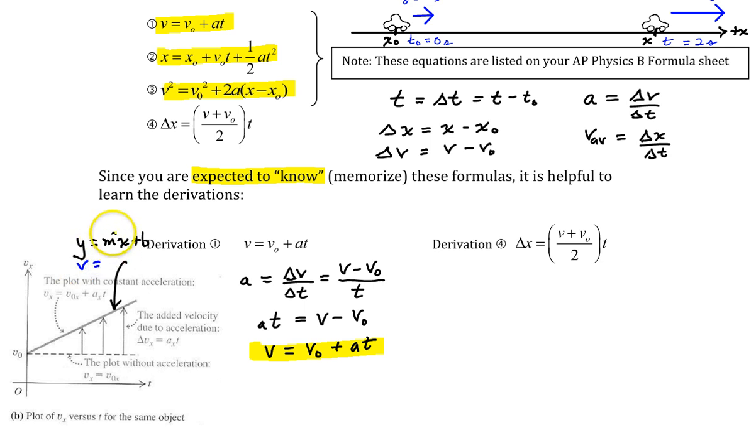The slope. What's the slope of a velocity versus time graph? You learned that earlier. The rise is the change in velocity. The run is the change in time. So that's acceleration. So you can replace the m with a. And along the x-axis, we're not plotting x, we're actually plotting time. So let's replace the x with the t, actually, here.